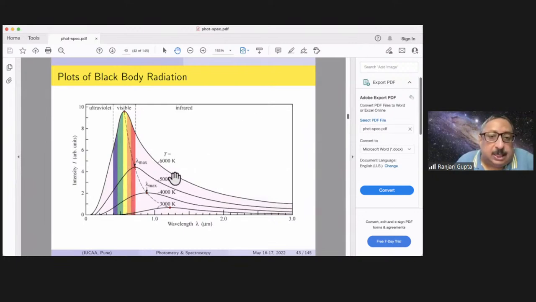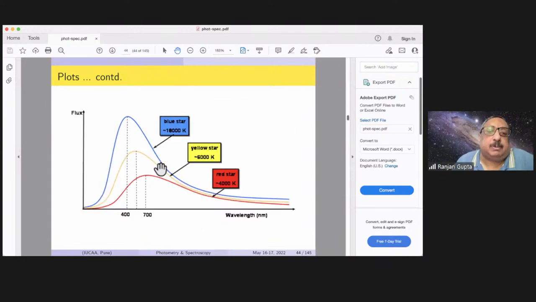And you can see three things happening when the body becomes hotter and hotter. The peak is slowly shifting towards blue. This side is blue. Because the body is becoming hotter, the area under the curve, which is essentially the total energy of the blackbody, is also increasing. And of course, the shape is also changing. So essentially, this is the basic concept of blackbody.